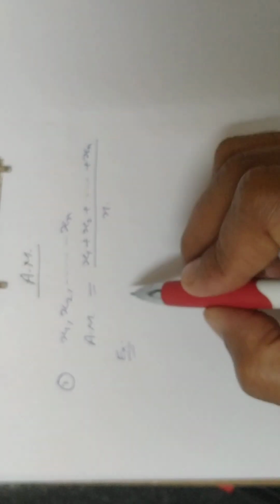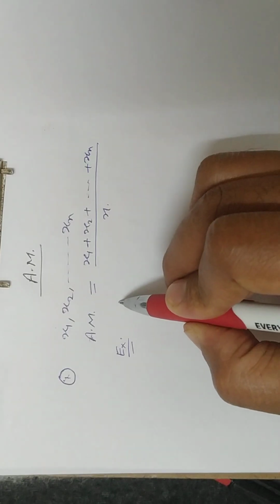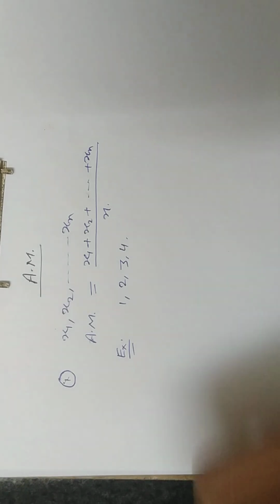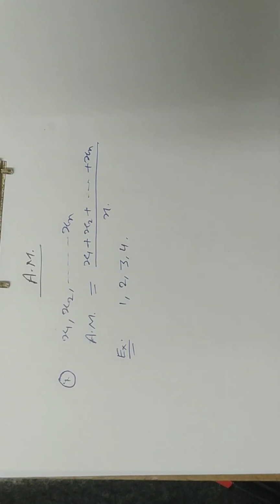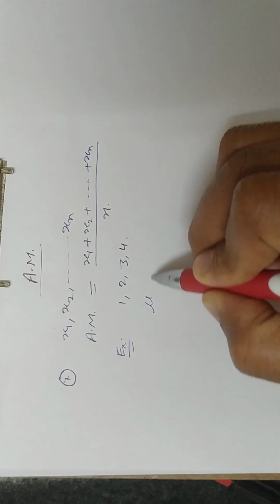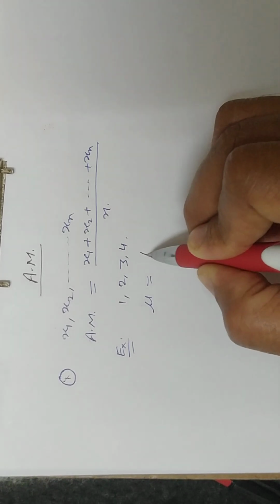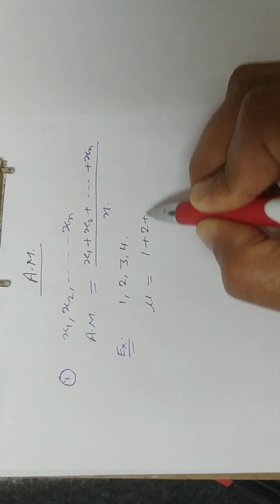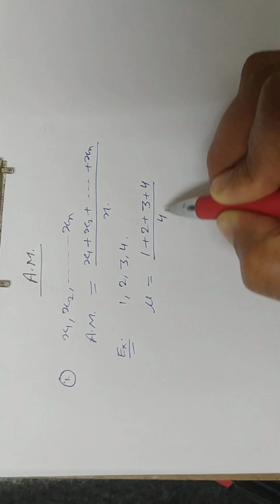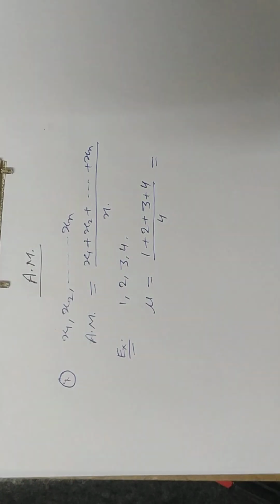For example, we have some numbers 1, 2, 3 and 4. And the question is find the mean of all these 4 numbers. Then it is easy to find the mean of these numbers, which is denoted by mu. 1 plus 2 plus 3 plus 4 divided by 4, because we have 4 numbers. You can add all the numbers.